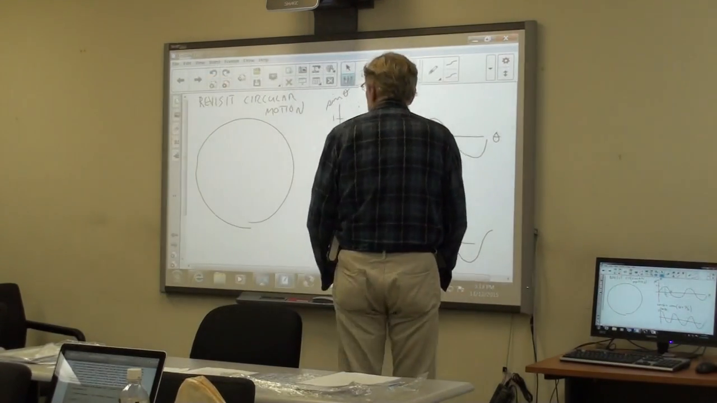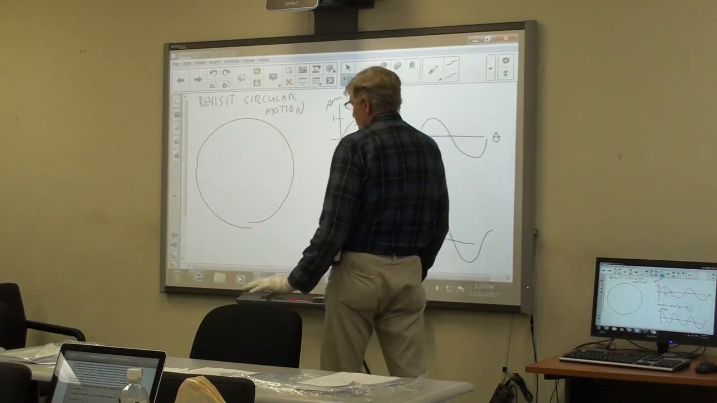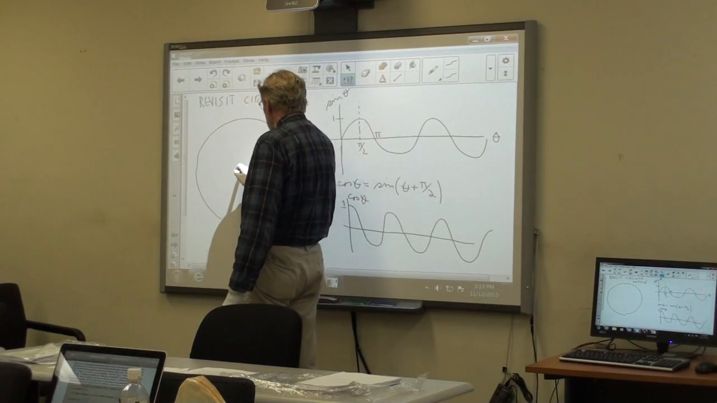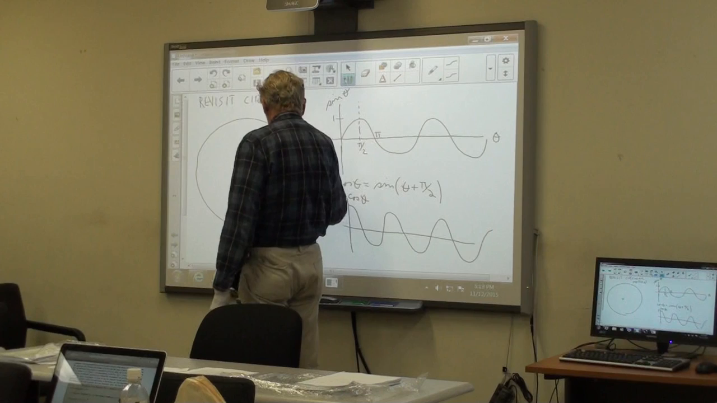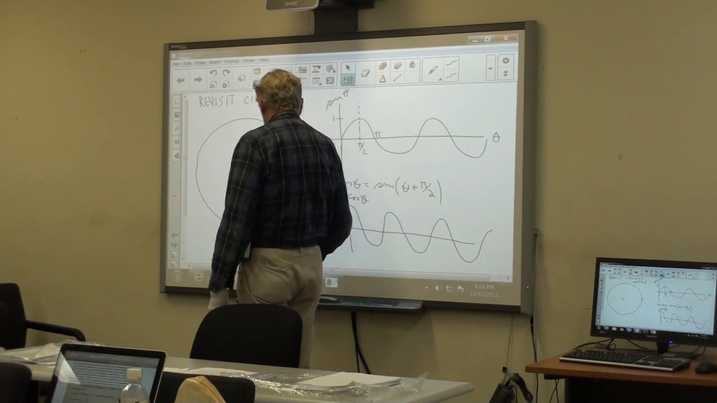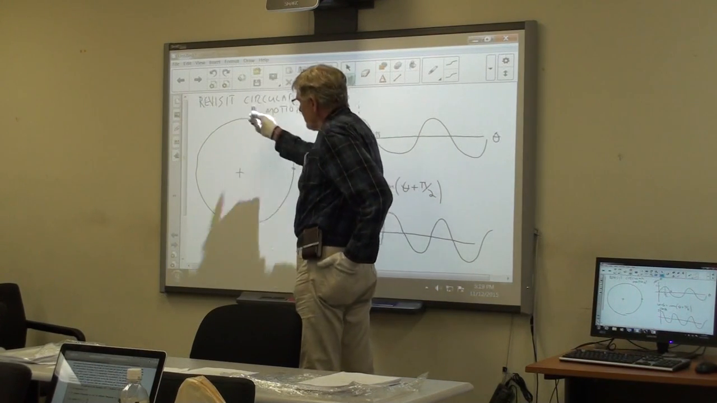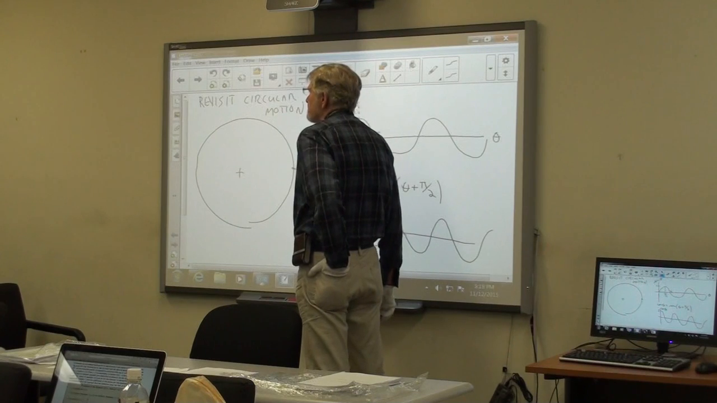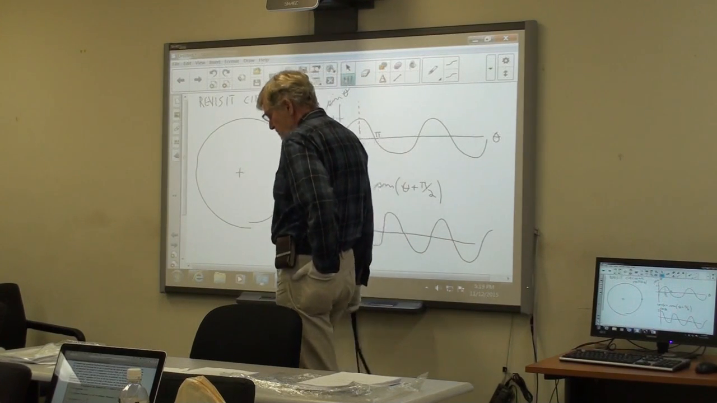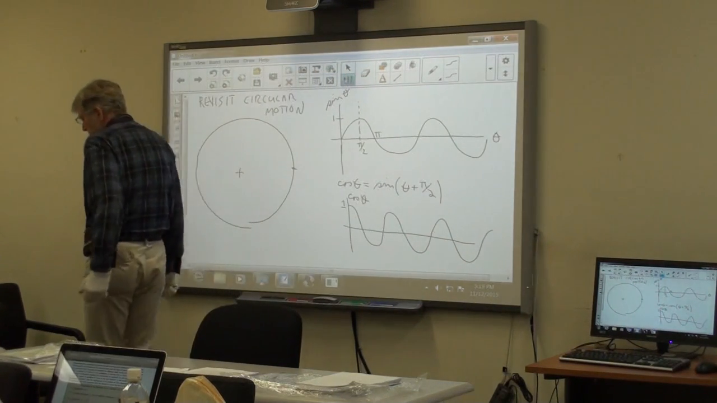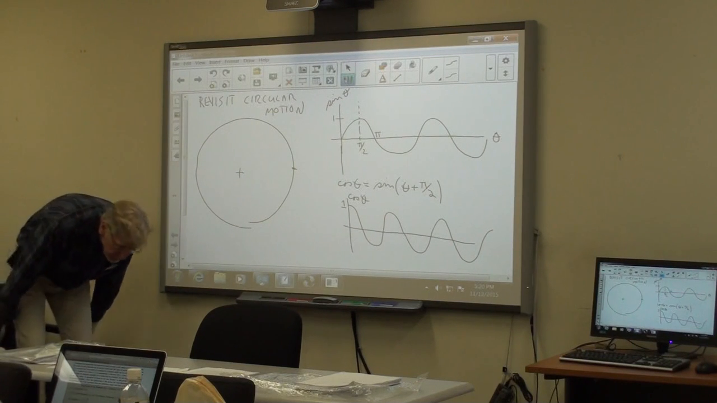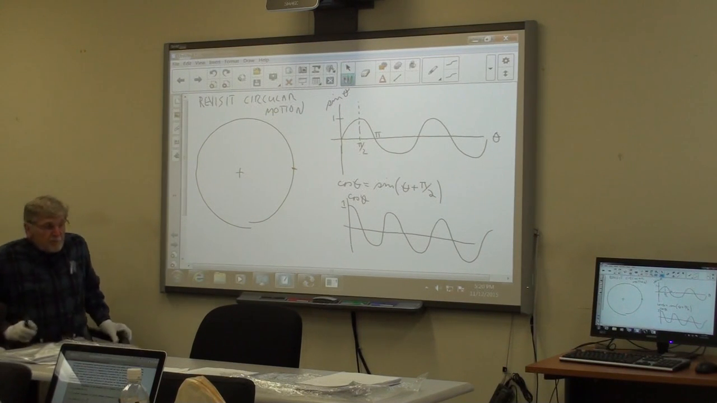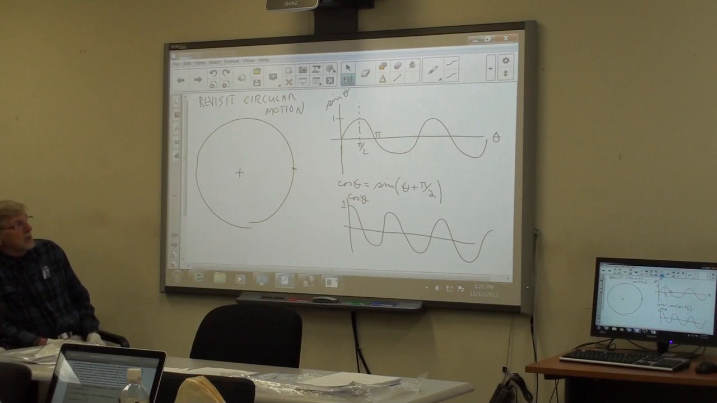Close enough. Okay, now, if this is a circle, say it's got a center right here, and say it's got a starting point, which would be right here. Now, if I'm going to run around the circle, then there's a relationship between the number of times I can run around the circle in 1 second and how long it takes me to run around the circle once.